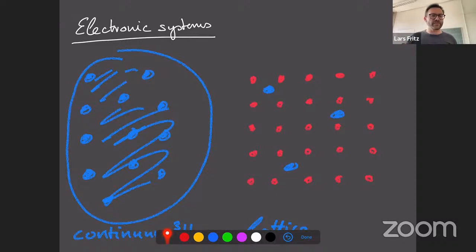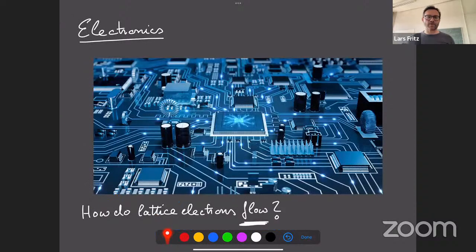There are continuum type systems, like for instance liquid helium-3, which was studied already like 70 years ago. And then there's, my background is condensed matter, well, not condensed matter, but say solid state type setting, in which we have underlying lattices, and electrons move in this lattice. And it turns out these situations are actually quite different. Now, the question is, how do lattice electrons flow? Do they actually flow like a liquid, or do they not flow like a liquid?